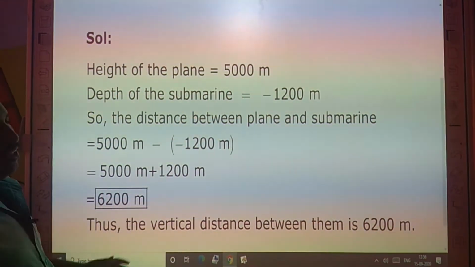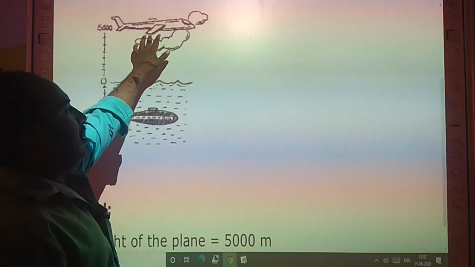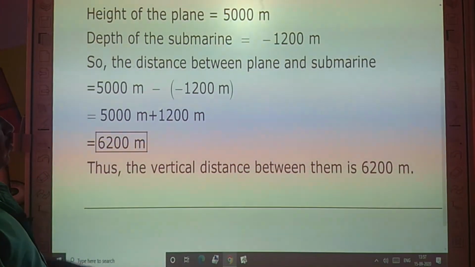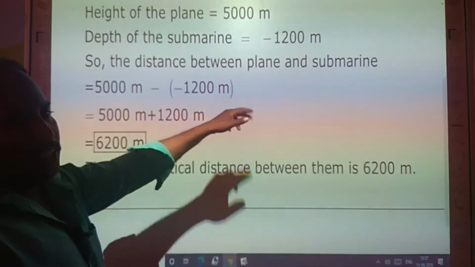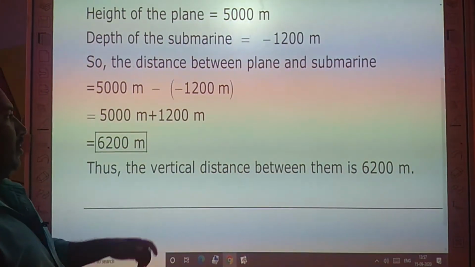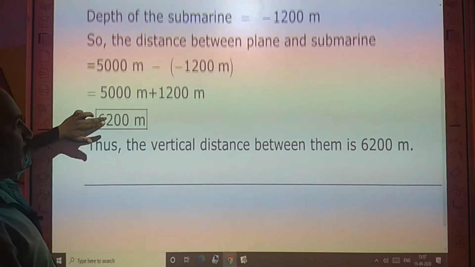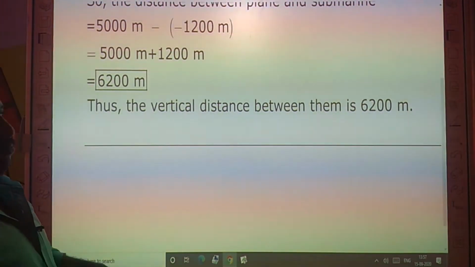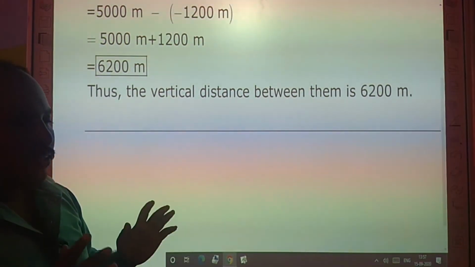So the distance between the submarine and the flight is equal to 5000 minus of minus 1200 meters. So 5000 minus into minus becomes plus, 5000 plus 1200 is equal to 6200 meters. That's the vertical distance between them, 6200 meters.